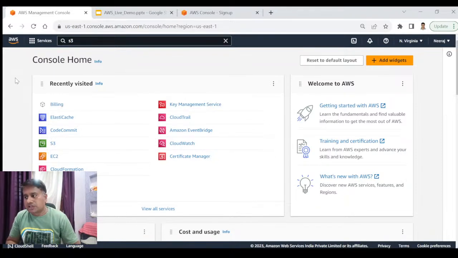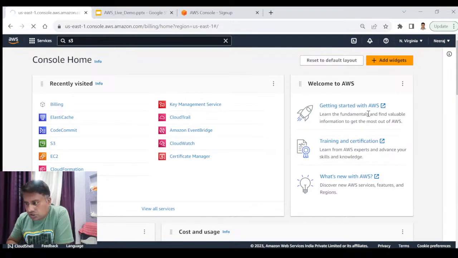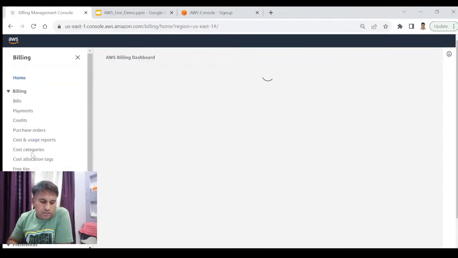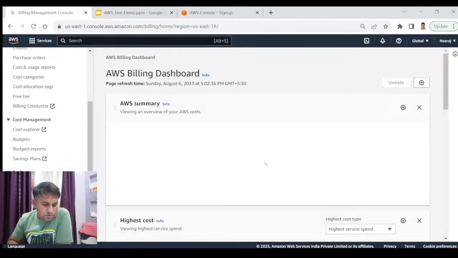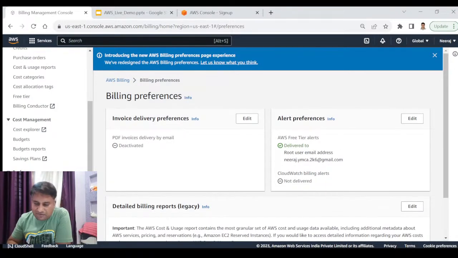One more important thing is, on the right side you will see your name. Click on that and click on billing dashboard. This is a very important thing. On the billing dashboard, if you come to the left side and come down, there is the option billing preferences. You can click on billing preferences.